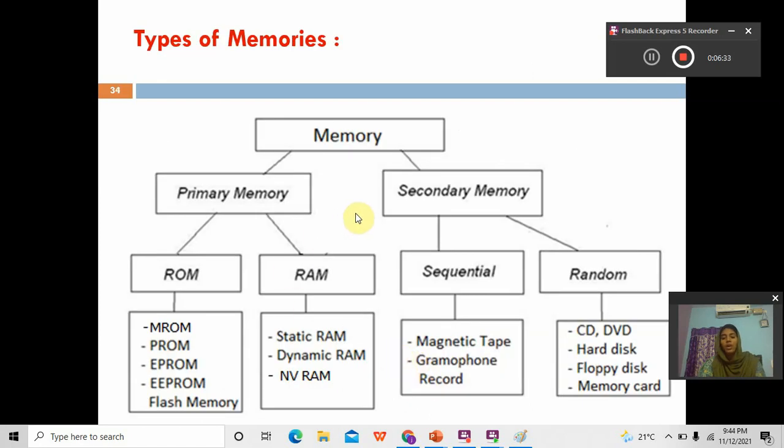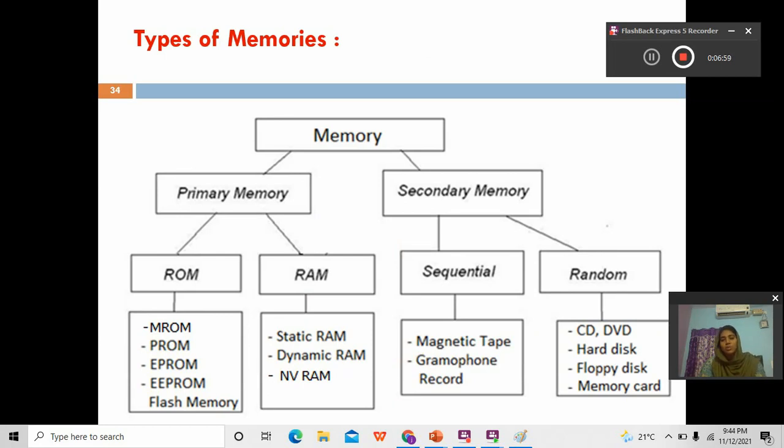Now we have different types of memories in our architecture considerations. Mainly, memory is used to store data. We have two types of memories, RAM and ROM. RAM is used to store temporary data, whereas ROM, read-only memory, is used to store instructions.